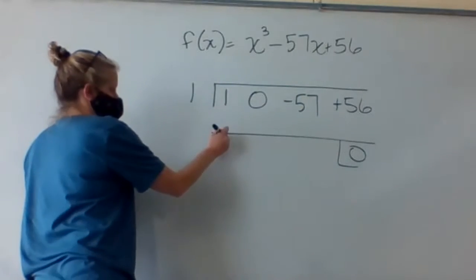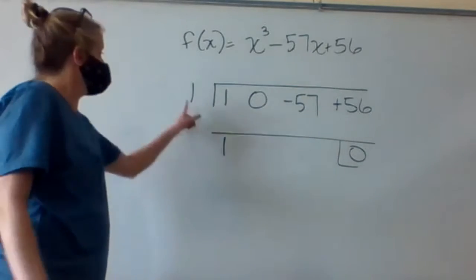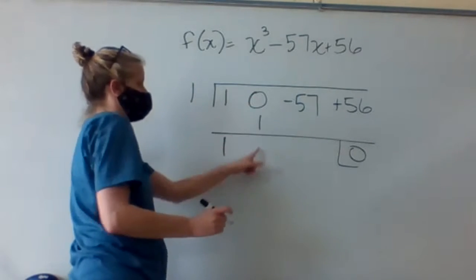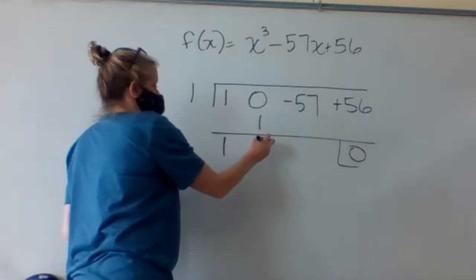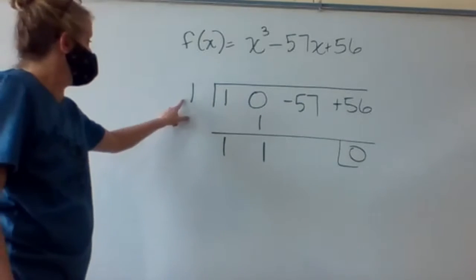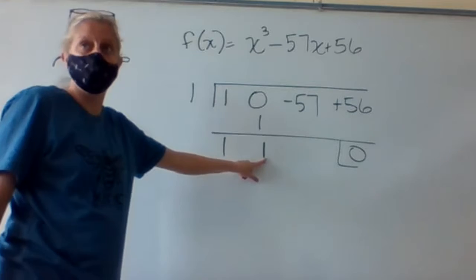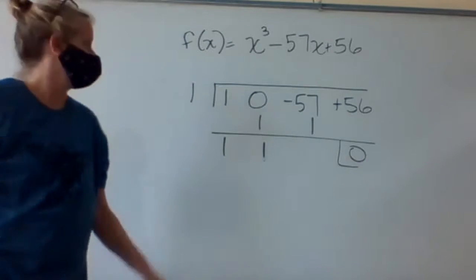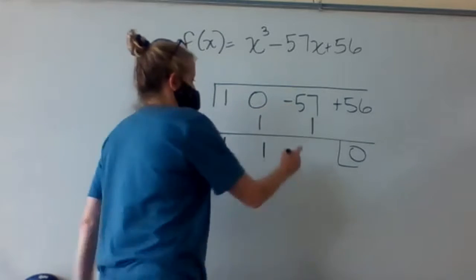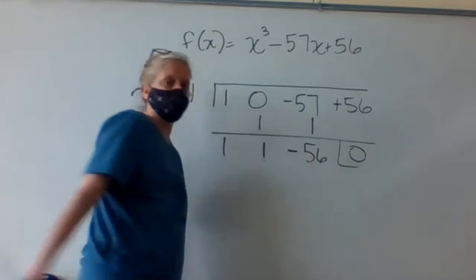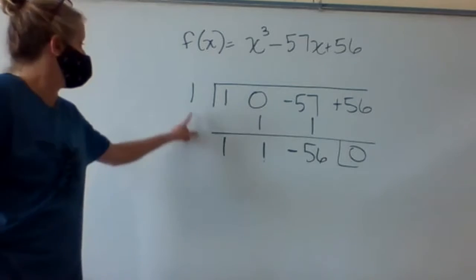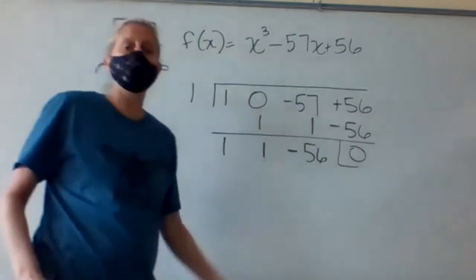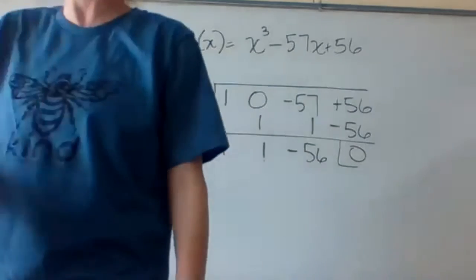So let's drop down my 1. 1 times 1 gives me 1. I'll put that answer here, and then I'll add it down. 0 and 1 is 1. 1 times 1 again gives me 1 again. What's negative 57 and 1? Negative 56. What's 1 times negative 56? Negative 56. So this is a true zero. 1 really is a 0, right? It ended with no remainder.